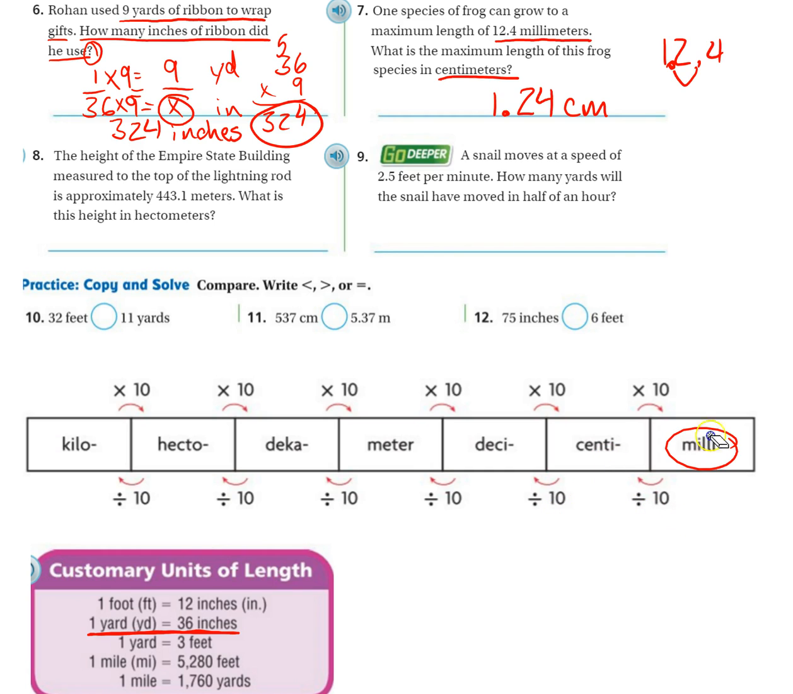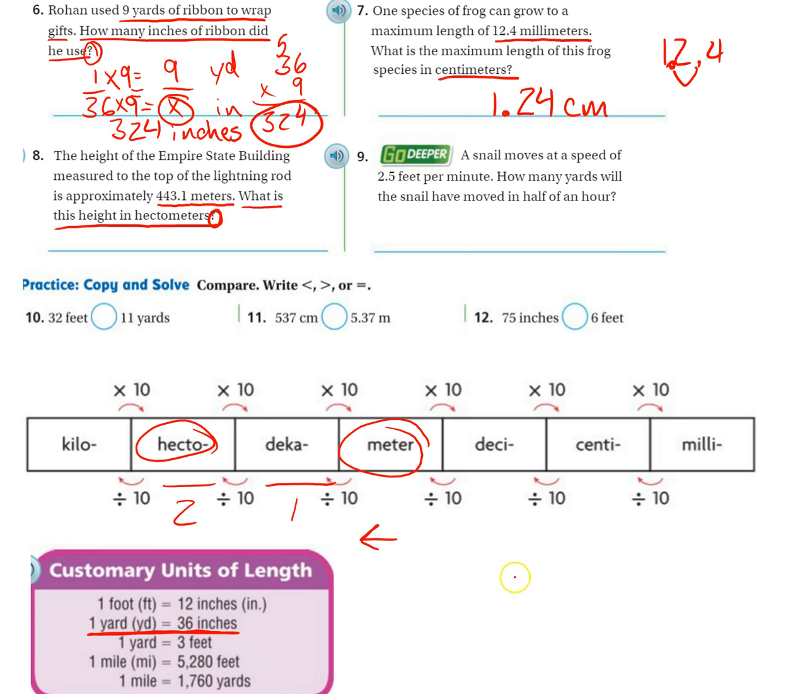Okay. Let's go to the next one. The height of the Empire State Building measured to the top of the lightning rod is approximately 443.1 meters. What is this height in hectometers? So I'm dealing with meters. I want to go to hectometers. So I have to go over 1, 2, and it's to the left.